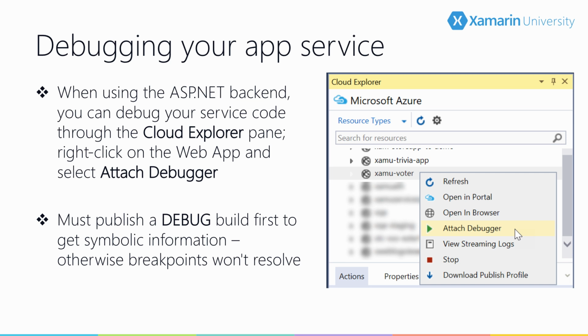You must log into your Azure account in this window, and then locate your service under Web Apps, right-click on that, and select Attach Debugger. One key thing to remember is that by default, Visual Studio publishes the release build. And in order to debug it with Visual Studio, you must publish a debug build. So just change your build type as part of the publishing dialog if you're publishing from Visual Studio, and this is in the settings panel when you display the publishing dialog.